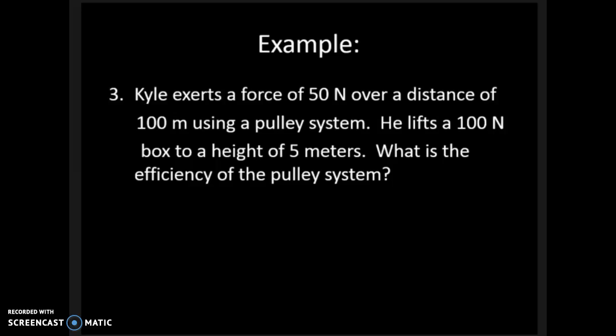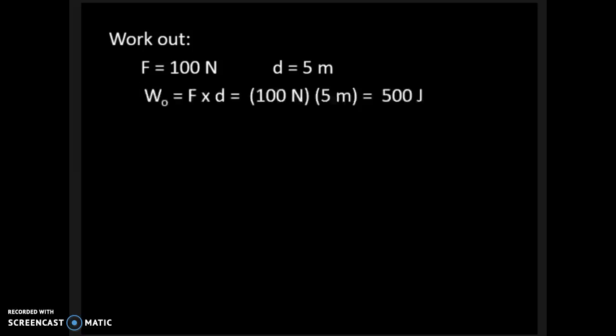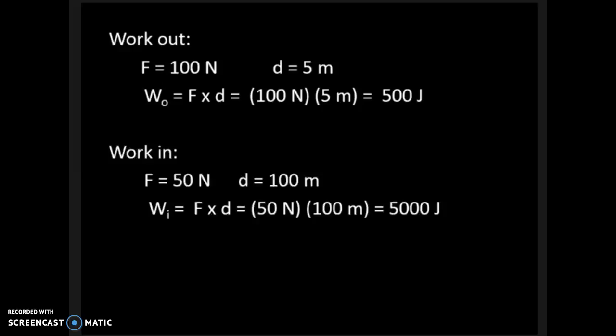Well, oh my goodness, we don't have work here. Oh wait, but we can calculate it. We can calculate our output work with the force of the weight of the box times the distance it moves and get 500 joules. That's how much energy the box gained. Now, how much did he put in? Well, he put in this force of 50 newtons times a distance of 100 meters, and he put in 5,000 joules. So really, if we only got 500 joules out, and he put 5,000 joules in, he put a lot more energy into the system than it gained.